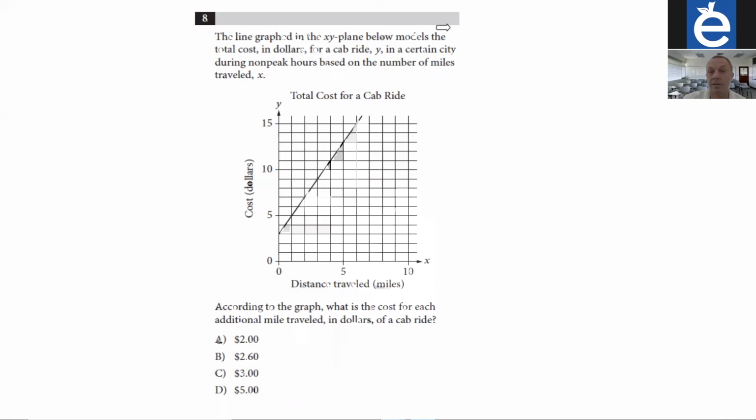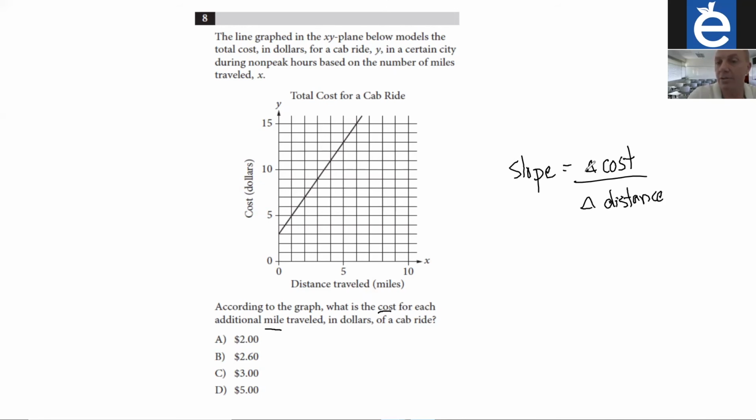Could even highlight it or underline it. What is the cost for each additional mile traveled? That is slope. I might explain that. They're basically asking for slope there. All right, so slope is rise over run. So basically the change in cost over the change in distance. Again, that triangle is delta, which means change.